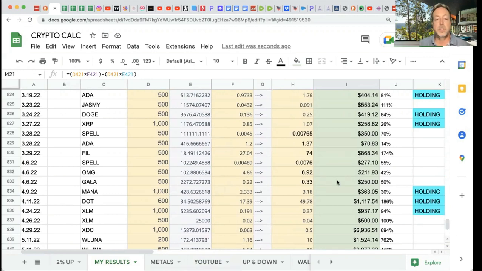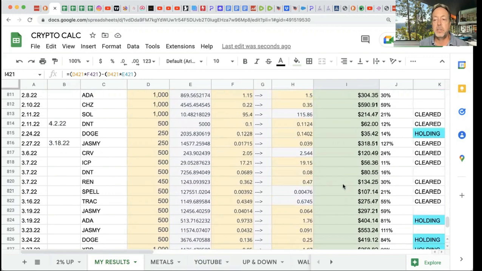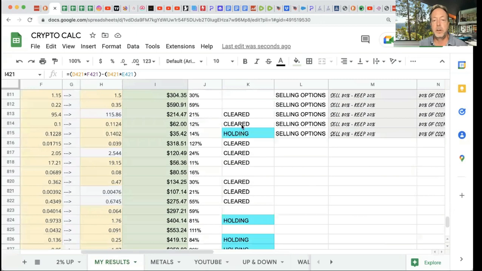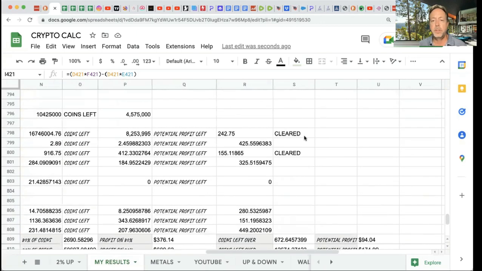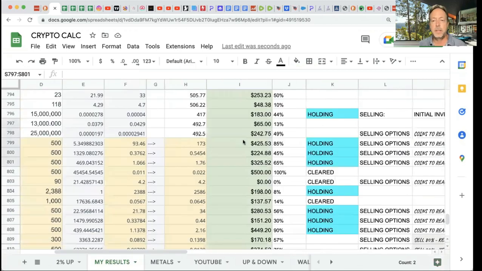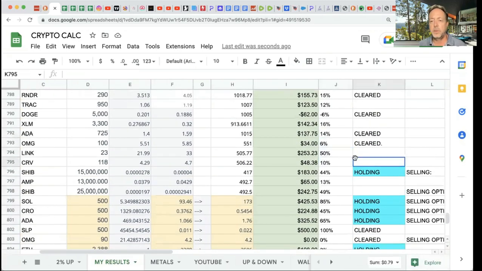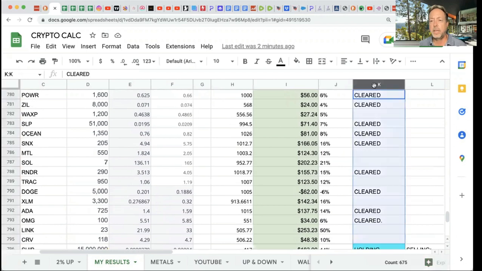Anyway, what I do is I track everything. And so once it clears, I put cleared and you can see here, cleared. All these are cleared. Over here, let's see, I got some more. There's some right there that cleared. And then I've got over here, right here, you can see all these that have cleared in this K line here.